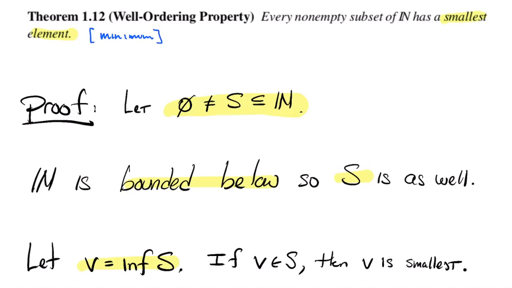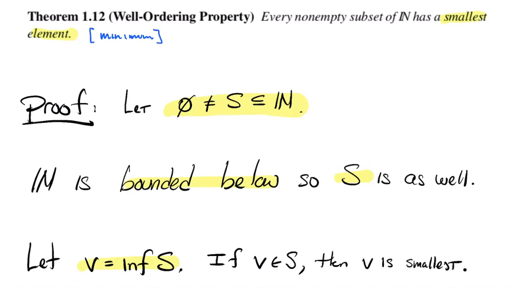So what is V? V is a number that is, first of all, less than or equal to every number in S. And second of all, any other number that's less than or equal to every number in S is greater than or equal to V. Right? So it's the greatest lower bound of the set S.